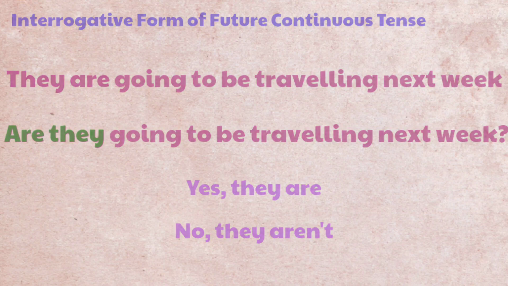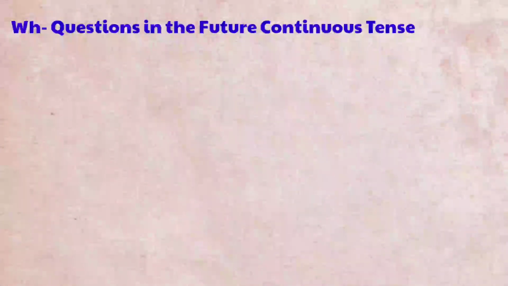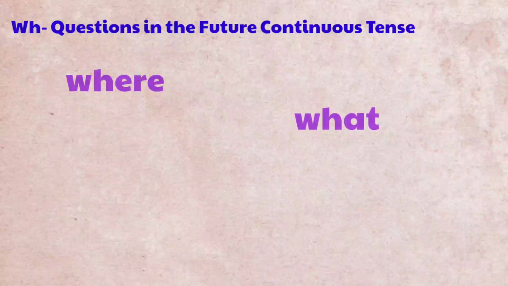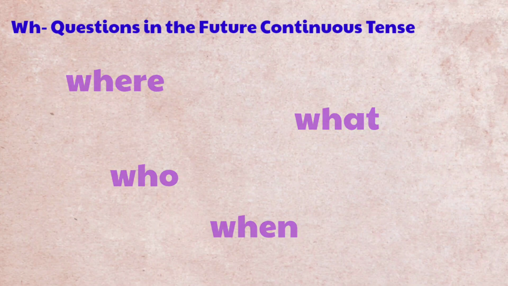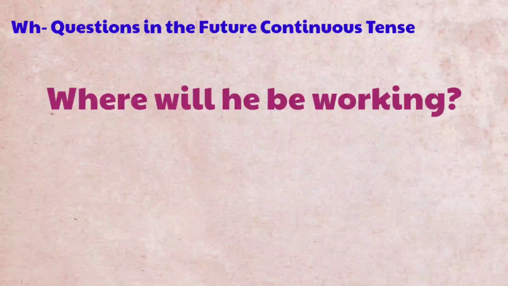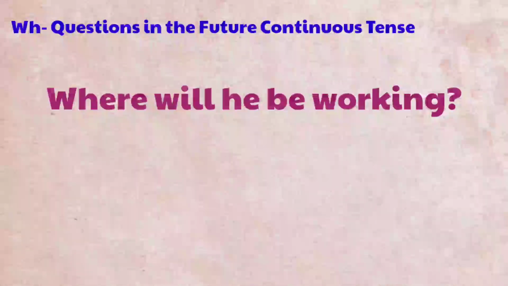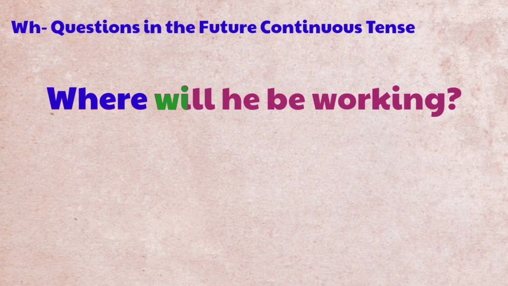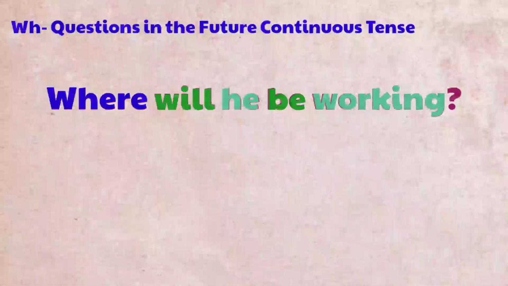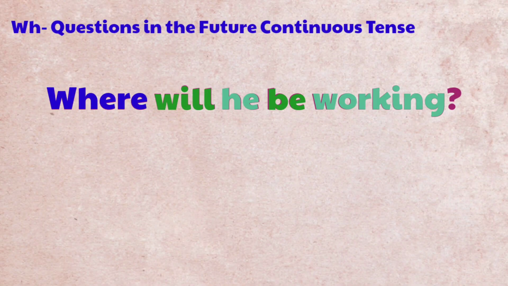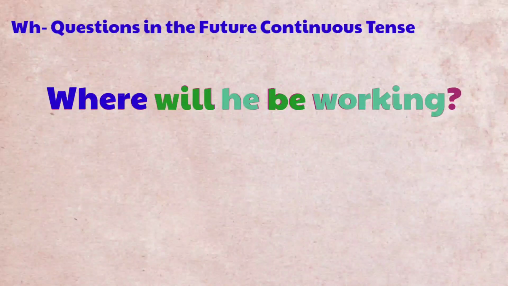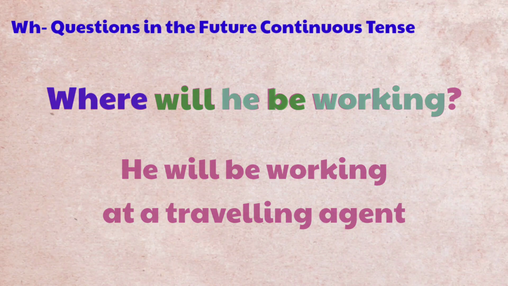Let's move on. Now, we are going to learn how to make WH questions in future continuous tense. First, make sure all of the questions begin with the WH word, such as where, what, who, or when. Let's take a look at the examples. Where will he be working? We start with the WH word, where, and then will. After that, we have the subject he, and then be verb ing. Where will he be working? We can answer it by saying, he will be working at a travel agency.